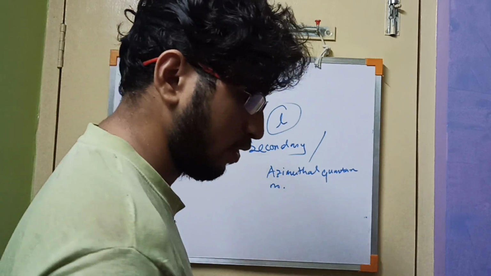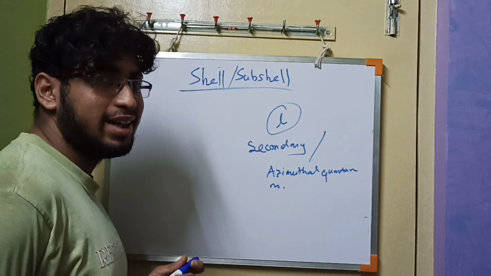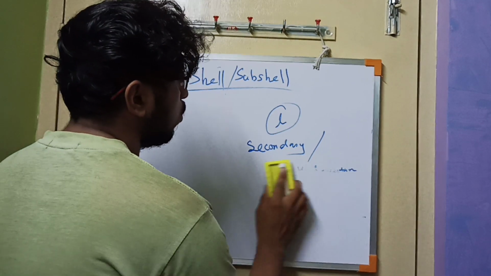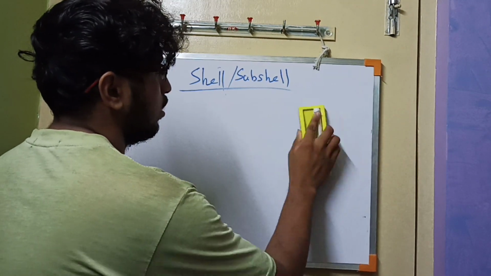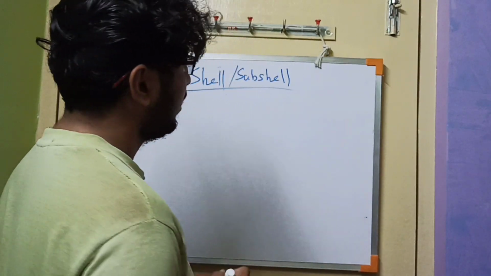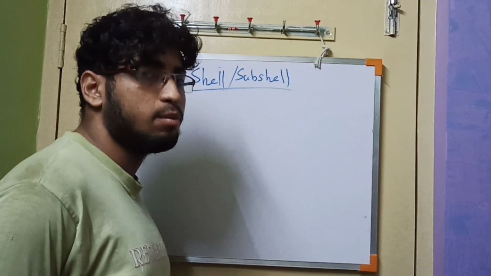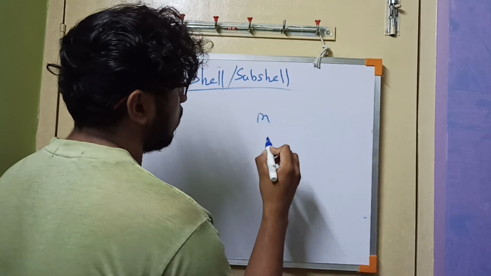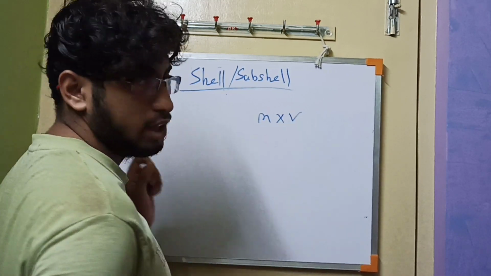Now, it is the angular momentum quantum number. What is the angular momentum? We all know what momentum is. Especially if we have to calculate linear momentum, what will we do? We will just multiply mass with velocity.